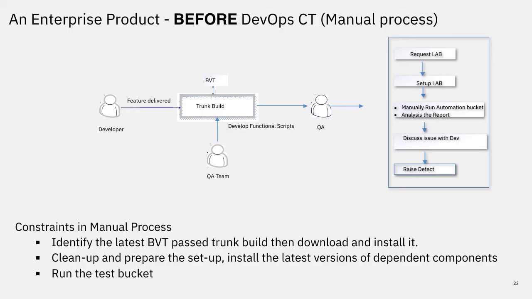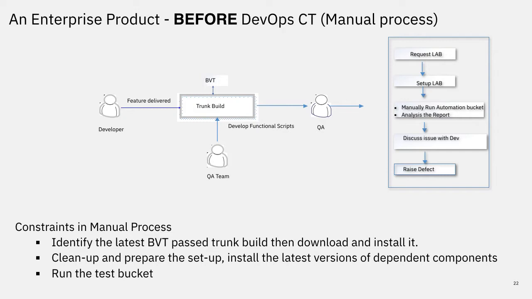Since this session is from the Lessons from the Field series, we have included a case study for you to go through. This case study is about an enterprise product where we take you through the before and after phases of DevOps implementation. So let's look at an enterprise product before the DevOps CT implementation. You understand what CT is, right? It's a continuous testing implementation.